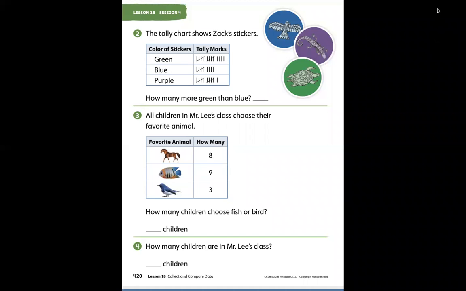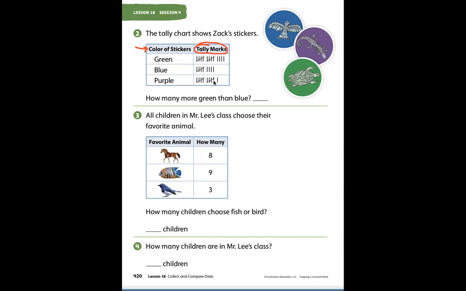Lesson 18, Session 4. Problem number 2 says the tally chart shows Zach's stickers. So let's look and see what we have in our graph. Here it says the color of stickers. So these are our color words down here, and these are our tally marks.